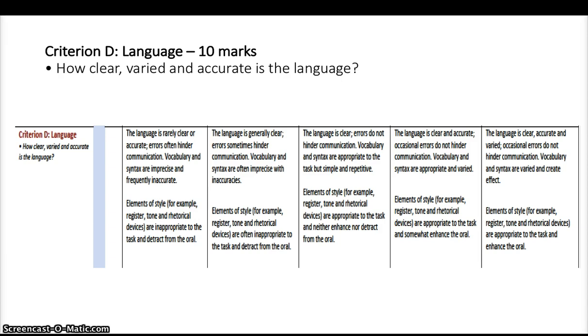Your language needs to stay clear, varied, and accurate in the discussion. Often a student's register will slip and they'll become more informal when it's question and answer time. Practice answering questions in a formal tone. Stay in a formal register throughout.